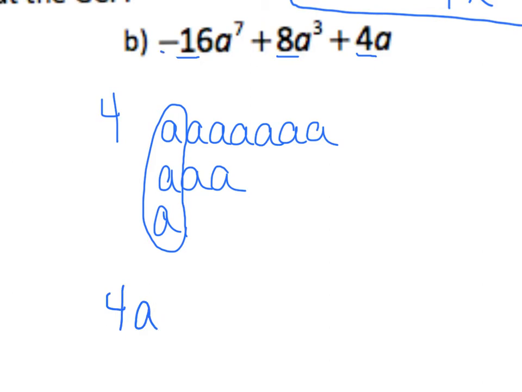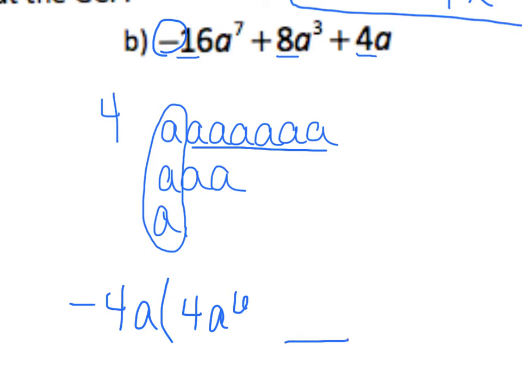Now, anytime the first term is negative, I usually pull out a negative 1, and that keeps the first term positive in your group of leftovers. So now I'm going to think about, okay, what gets me back to 16 if I multiply it by 4? And that answer would be 4a to the 6th because there's 6 a's left over.